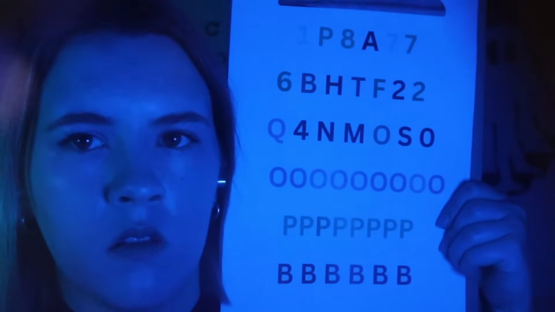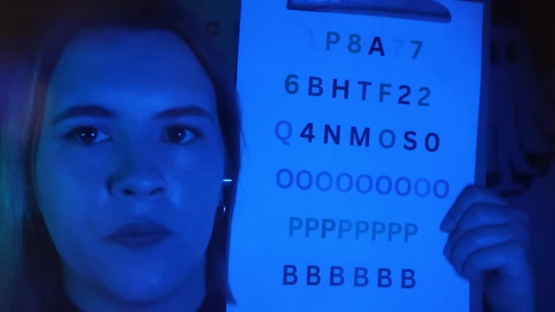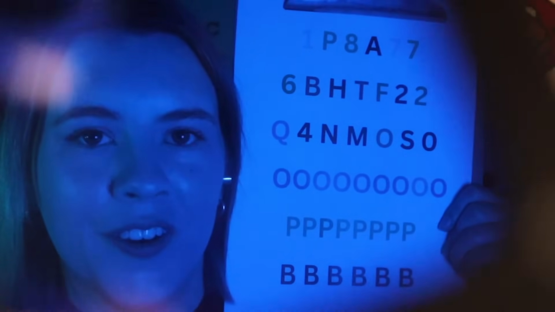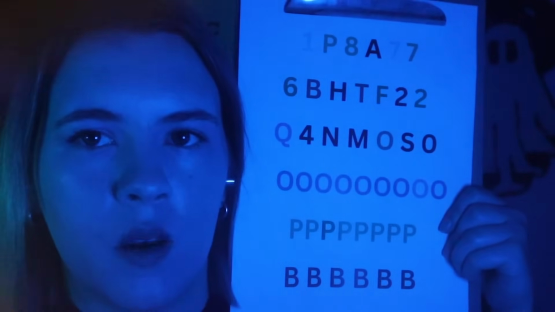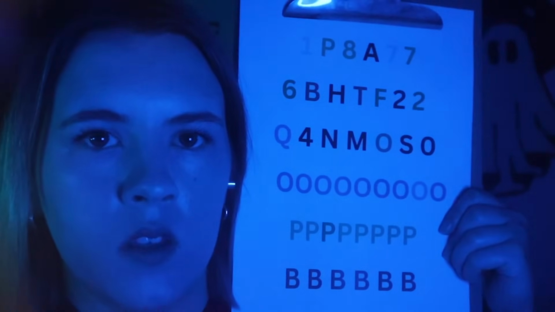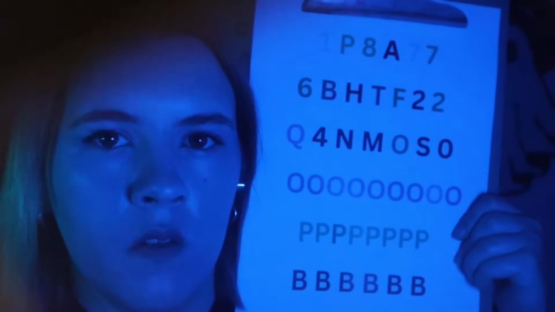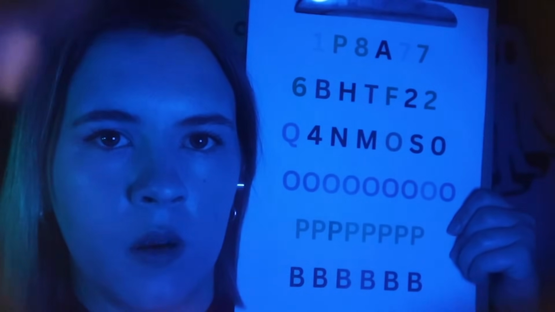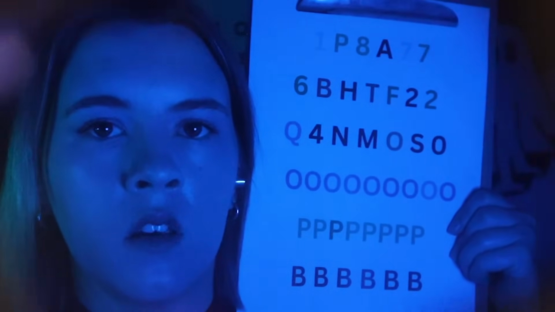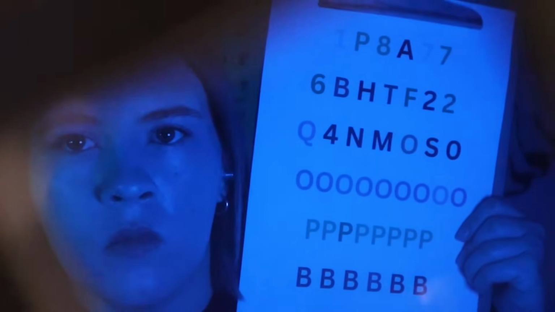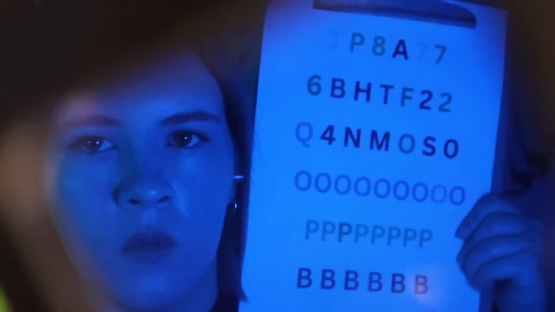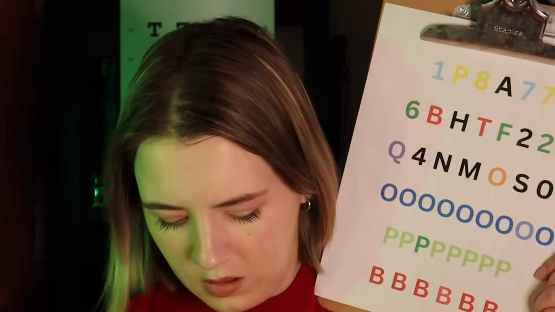Can you tell me the darkest colored letters and numbers? The color of the darkest letters and numbers, the ones that look the boldest, the ones that are darkest. Can you read off those letters and numbers? Good. A, B, H. 2, 4, N, M, S, 0. Okay, very good. The next one.